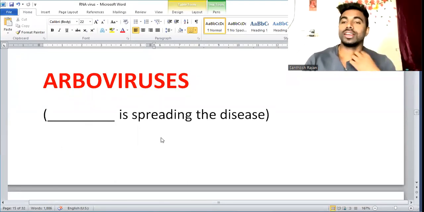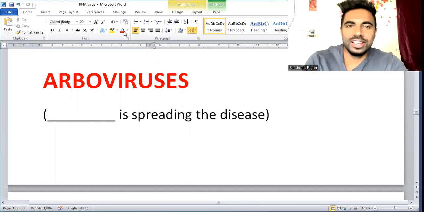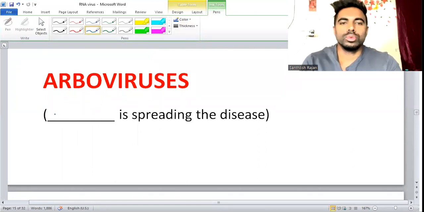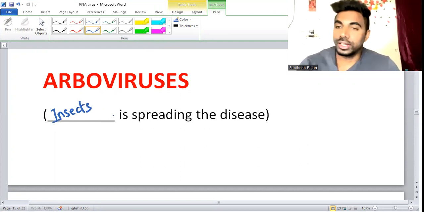So now, the next RNA viruses which we are going to discuss is arboviruses. Arbo means insects, right? So insects play an important role in transmitting these viruses. That's why they are called arboviruses. Which is helping in the spreading of the arboviruses? Insects. Mostly it's mosquitoes, but it could be mites or whatever. Most commonly it's mosquitoes. So those viruses which are spread by insects are arboviruses.